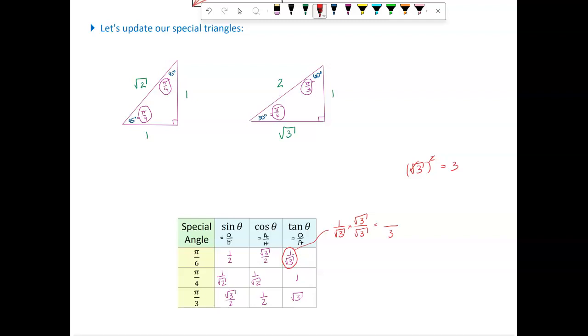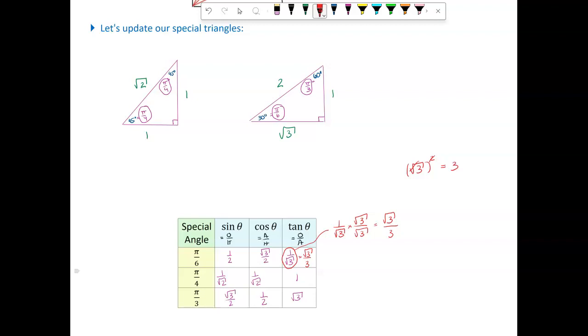But we can't just change the bottom, so we have to multiply the top as well by root 3, and that becomes 1 times root 3, which is just root 3. So in the end, we want this ratio to be root 3 over 3. And so you don't want to just memorize that it's 1 over root 3 based on looking at this, but you have to make sure you transfer it to its proper format, which would be root 3 over 3.